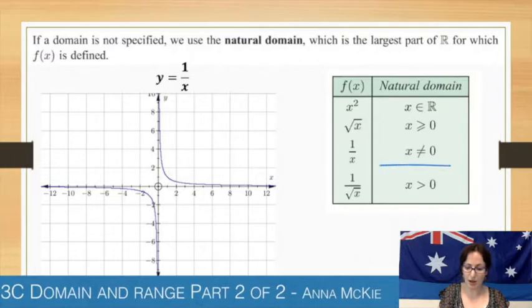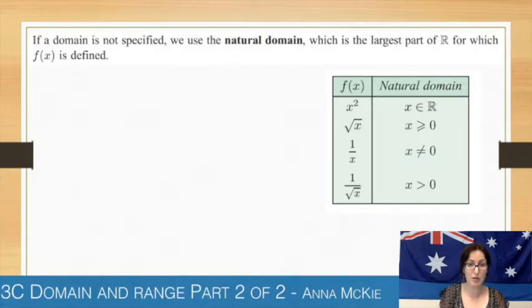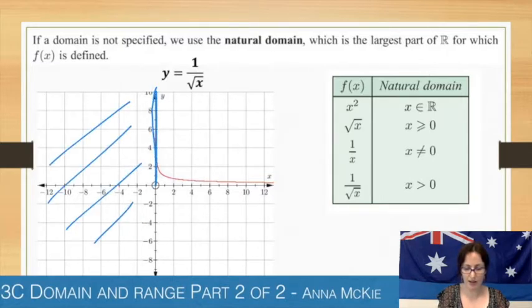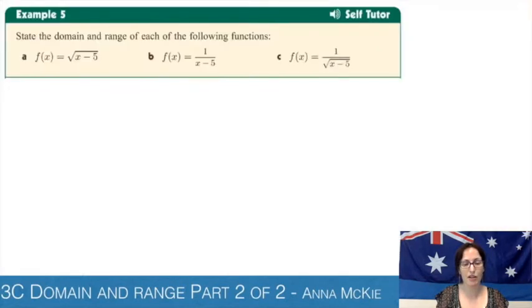And you can see it's all values of x but not equal to 0. And that's what that looks like there. We have an asymptote at x equals 0. And then 1 divided by the square root of x, what does that look like? Well, that's all values of x but greater than 0. So it has an asymptote here as well, but there's nothing over this side of the graph.